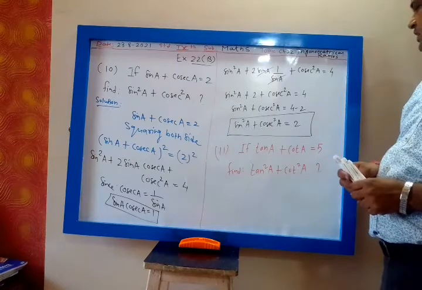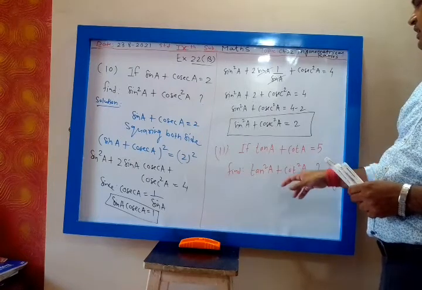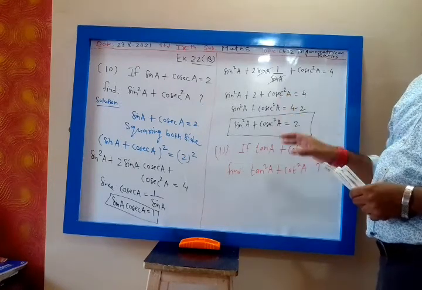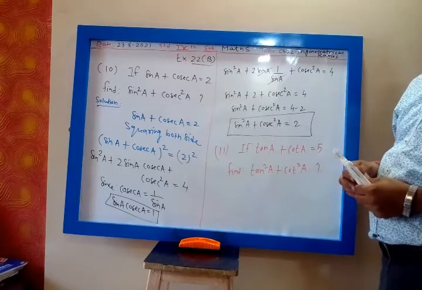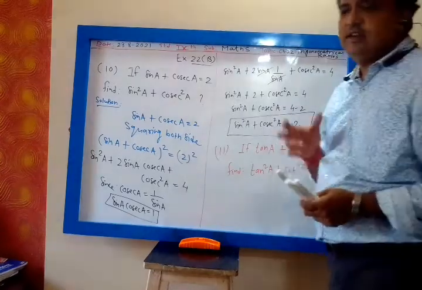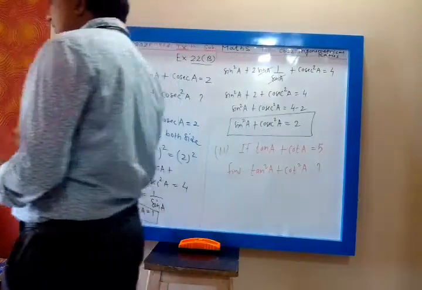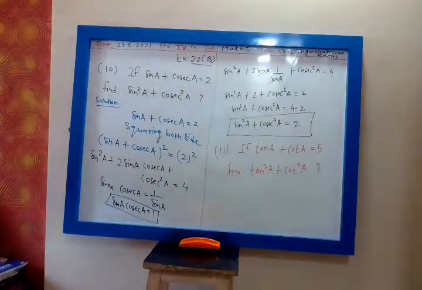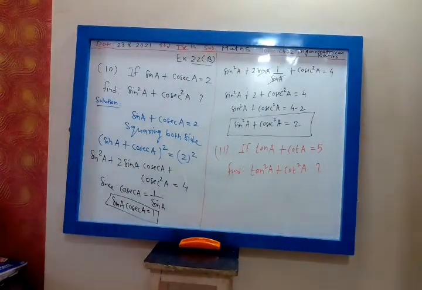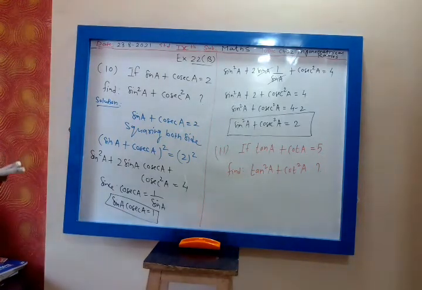Tan a plus cot a is 5. Find the value of tan square a plus cot square a. So again the working method will be squaring both the sides. Tell me yes or no. All of you can solve this? If you say yes, I will proceed further.